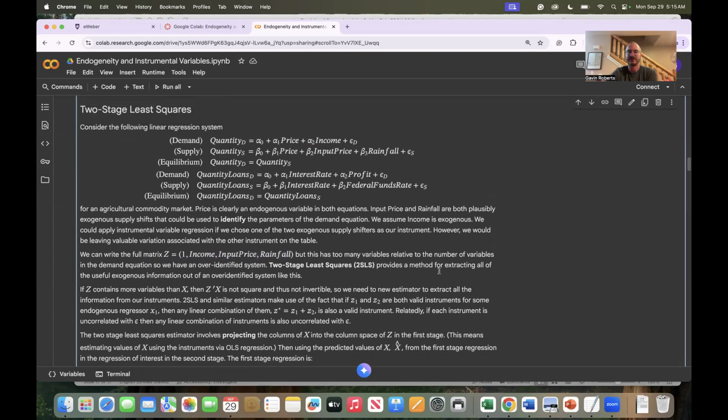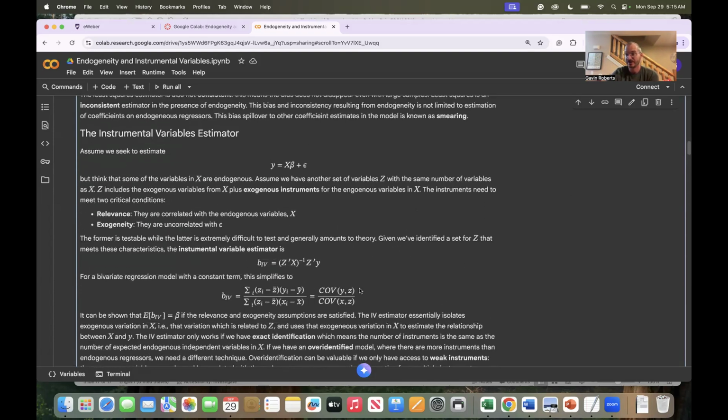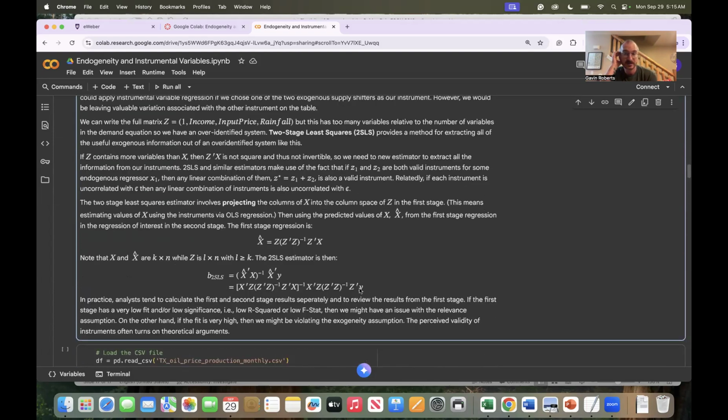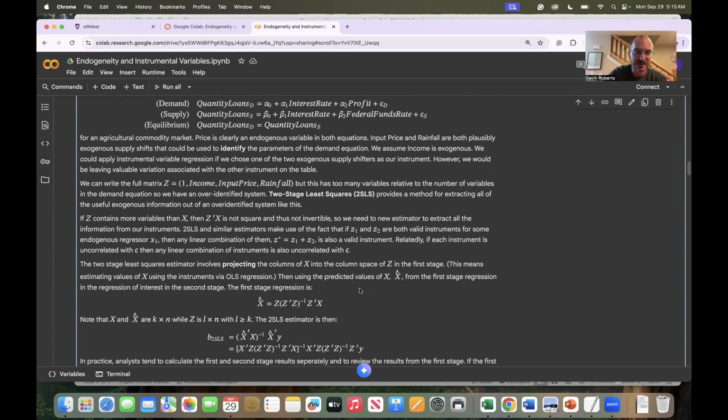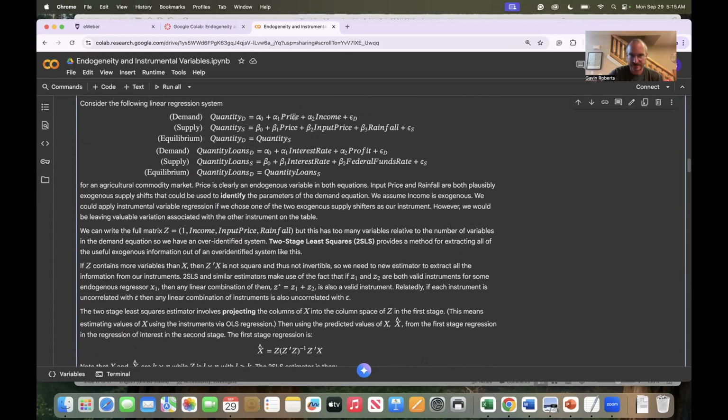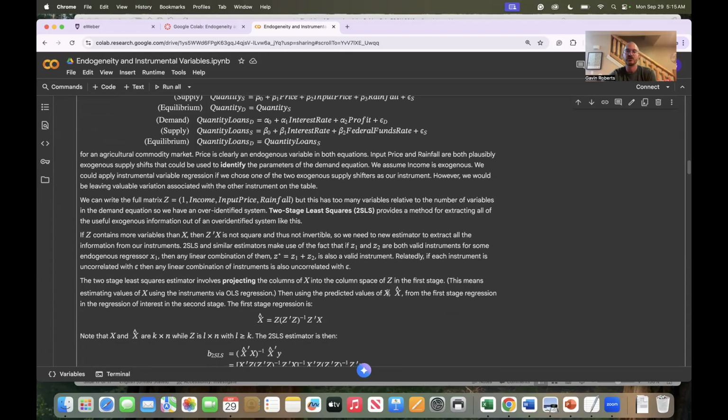Now, this has too many variables to use this directly, but we can still use that logic I explained, because fundamentally, we're going to map these two to price, predict price with this set of variables, and then see, okay, can that new predicted price be a stand-in for our endogenous price?